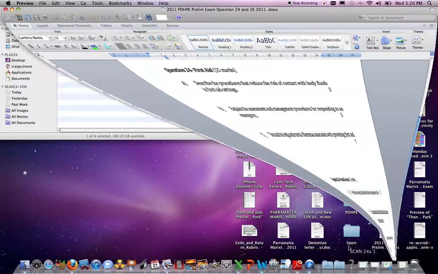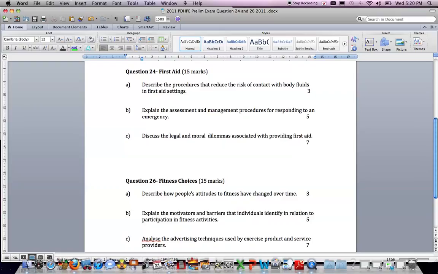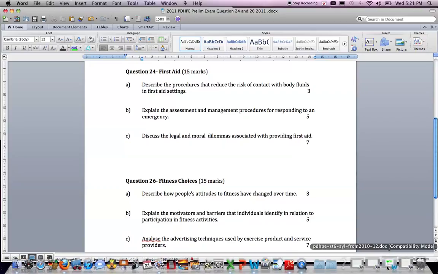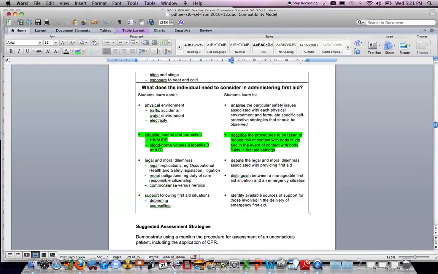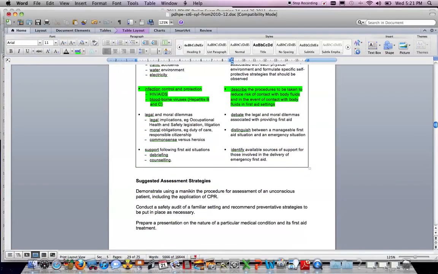The third and final part of question 24 was part C, discuss the legal and moral dilemmas associated with providing first aid. Two parts to this question. So discussion, you need to examine the points surrounding both the legal and the moral dilemmas, giving us a definition of those. We see where that has come from. See, it's this particular dot point here, the second last dot point in the first aid section.